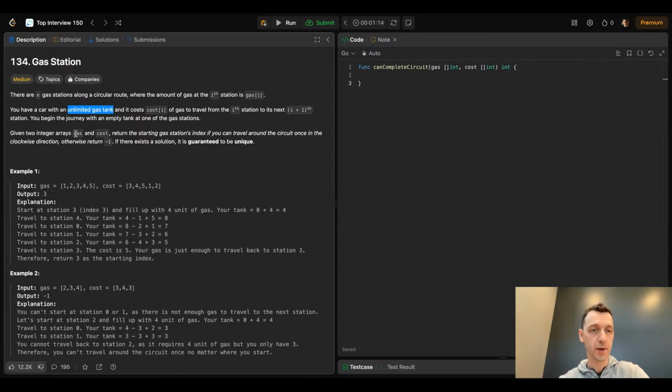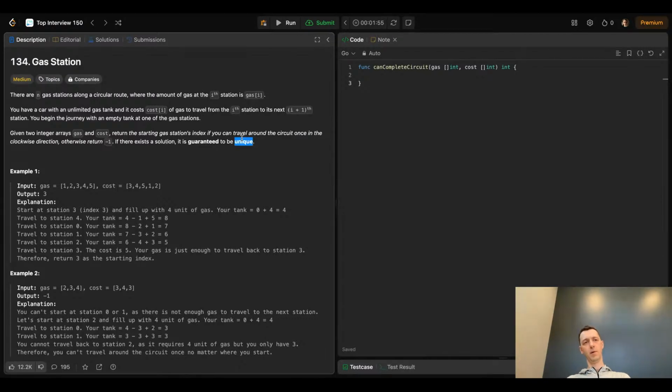Given two integer arrays, gas and cost, return the starting gas station's index if you can travel around the circuit once in the clockwise direction. Otherwise, return -1. If there exists a solution, it is guaranteed to be unique.